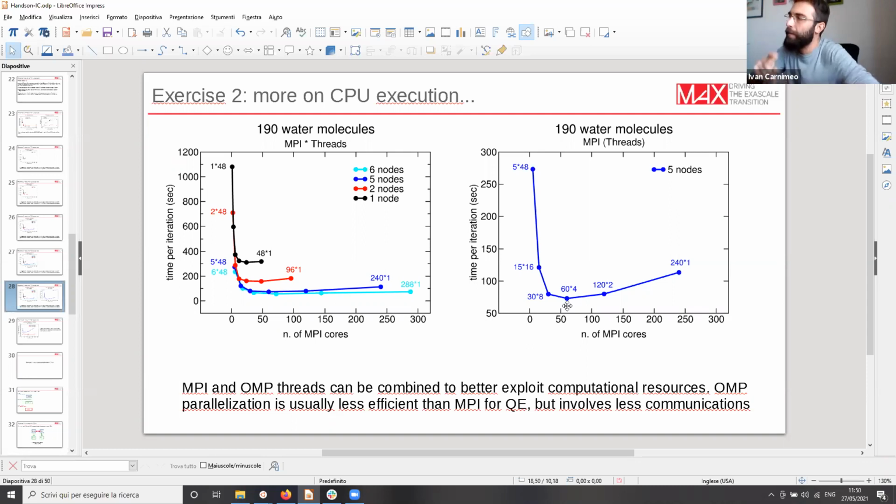But whenever you reach the point in which communication starts to become important, then if you have more cores, it is better to exploit them using OpenMP, because OpenMP still retains a certain degree of parallelism in the code, but reduces communications between MPI processes. Here we have 240 processes that need to communicate with each other, whereas here we have 60 processes that need to communicate with each other.